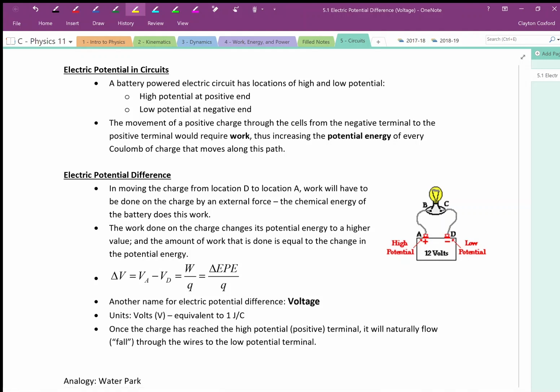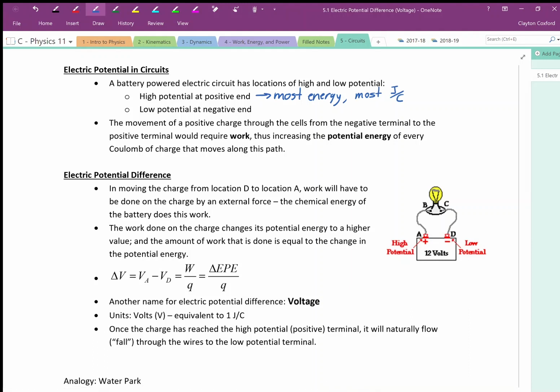The high potential being at the positive end, the positive terminal. This is where we have the most energy. Right? The most energy here is at the positive terminal, the positive end of the battery. Another way to say that, it has the most voltage or the most joules per coulomb. Right, at this location, there's the most joules for every coulomb of charge.